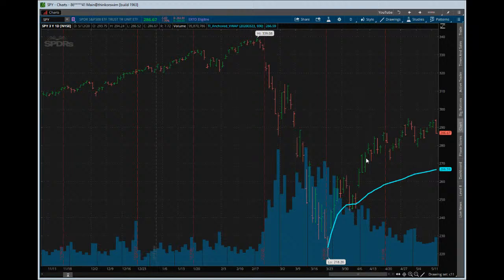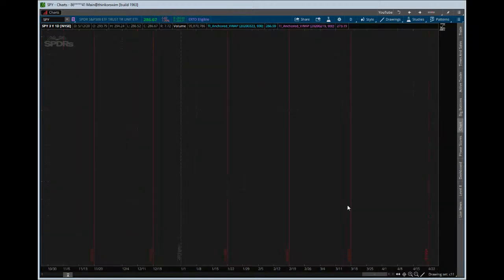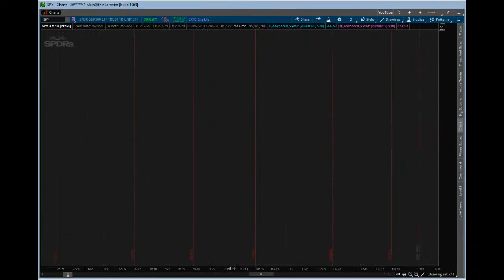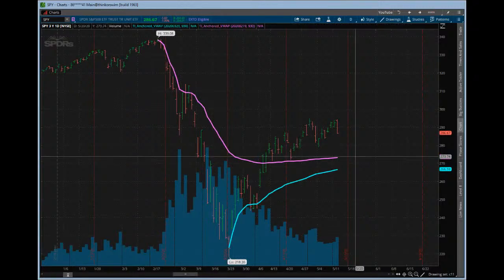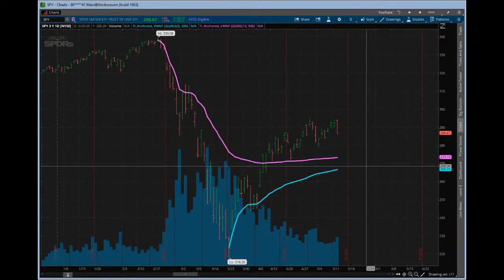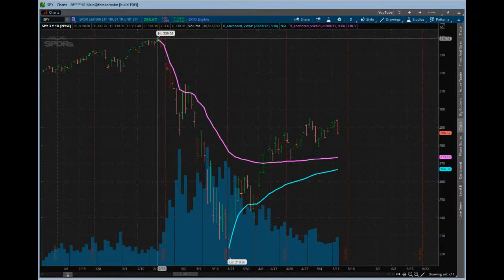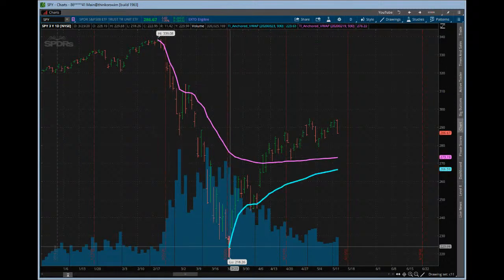Let me try that again. Let's see. Sorry, guys. See if that works there. Not sure if it's going to allow both. Yeah, oh, there we go. It does allow it. Okay, well, that's kind of cool. For some reason it deleted one. Anyway, now we have two anchored VWAPs on here. We've got it from the all-time highs and then the Corona crash low right here.